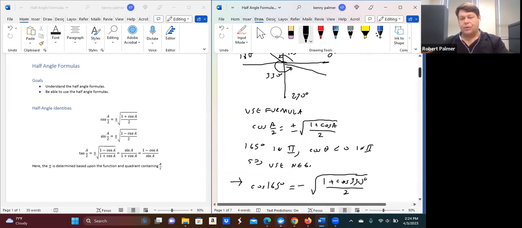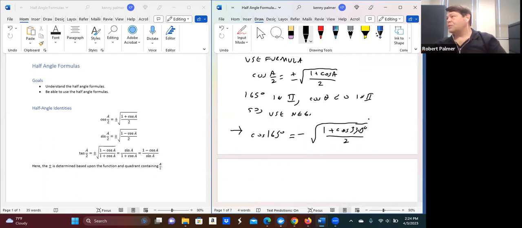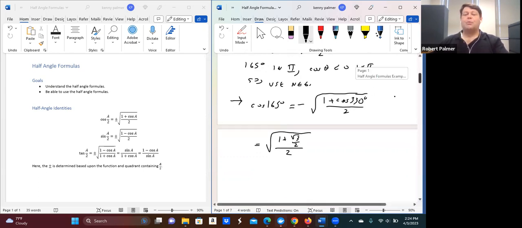Okay. Now, 330 degrees, that's a fairly common value you can find on a unit circle, or using reference angles. And if you find the cosine of 330 degrees, if you have a copy of the unit circle, the cosine of that is the square root of 3 over 2. So this is equal to the square root of 1 plus the square root of 3 over 2, divided by 2. Okay, now we also want to practice with finding the exact value, or simplifying this.